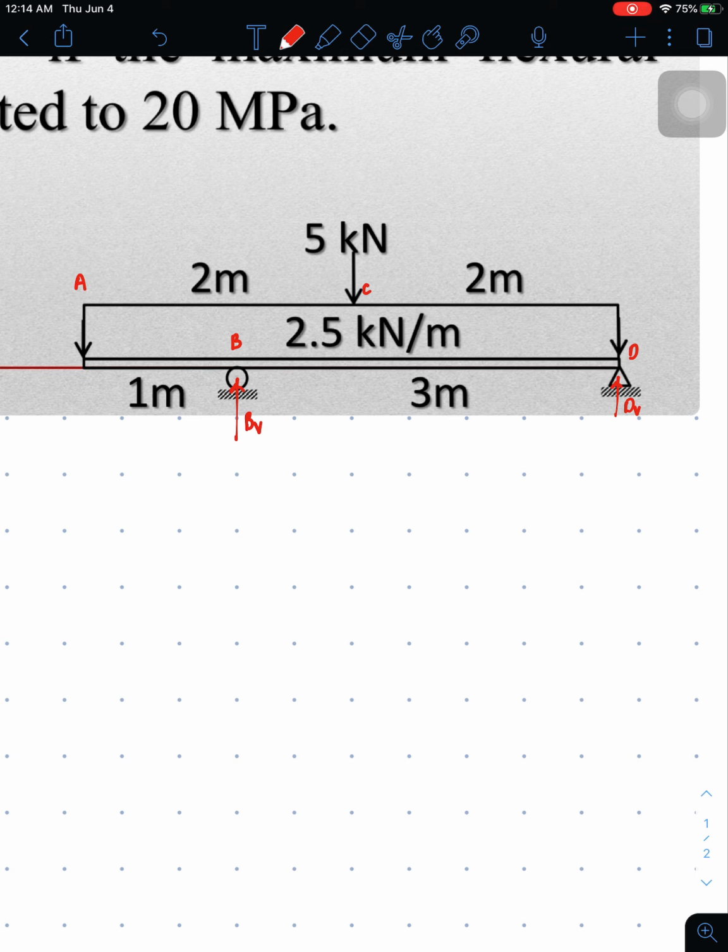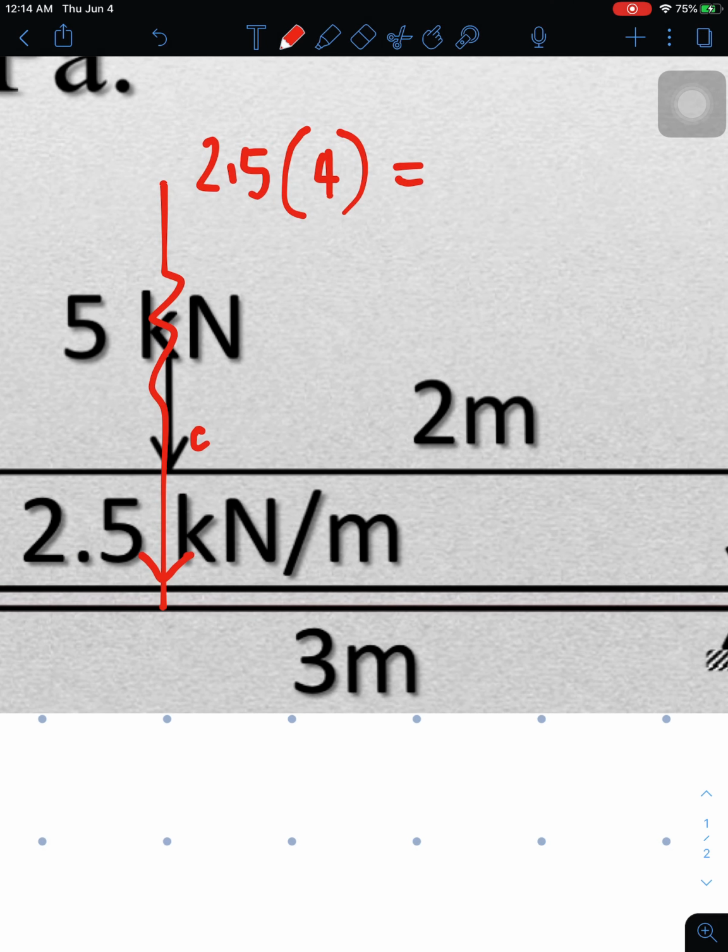Also, we have a uniform distribution that we need to get its resultant. So it's basically 2.5 times 4. 2.5 times 4, it's 10 kilonewtons. Okay, 10.